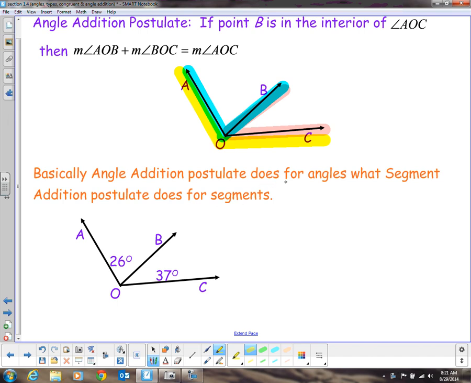Basically, angle addition postulate does for angles what segment addition does for segments. So if you know this angle is 26 and this angle is 37, remember we say measure of angle AOC must be what? What is one angle? 26. What's the other angle? 37. Did we add? Then I need to see that on your homework. All right, and when you add that up, that's going to be 63 degrees.